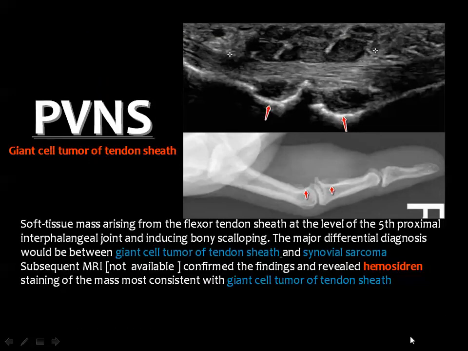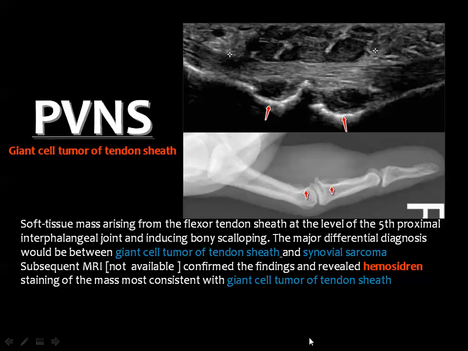Another example of a giant cell tumor of the tendon sheath, and you can see soft tissue swelling associated with some cortical erosion and a little bone sclerosis related to the impression of the soft tissue lesion on the adjacent bone. Then if you see this, and the age of the patient is towards the young age, then the differentiation between giant cell tumor of the tendon sheath and synovial sarcoma may be somewhat difficult.